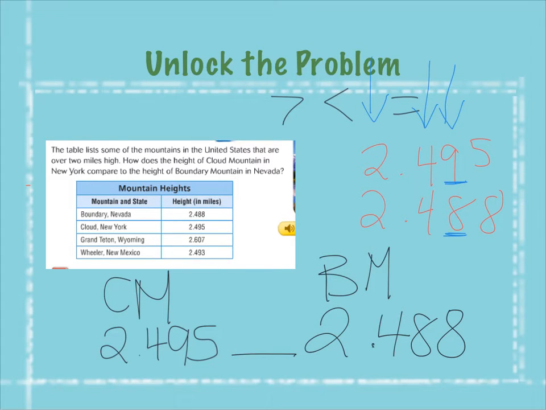Because the Boundary Mountain has a smaller number in the hundredths place, that means this one is the lesser decimal. That means that Cloud Mountain is going to be bigger. So the one that has a greater number in that place value is the bigger one. So that means that Cloud Mountain is greater than Boundary Mountain. Now, I don't necessarily need to go over to the thousandths place because I already know that the hundredths place comes before thousandths. So whatever is in that hundredths place is where I need to look first. Okay, so I compared those two. Cloud Mountain was greater than.